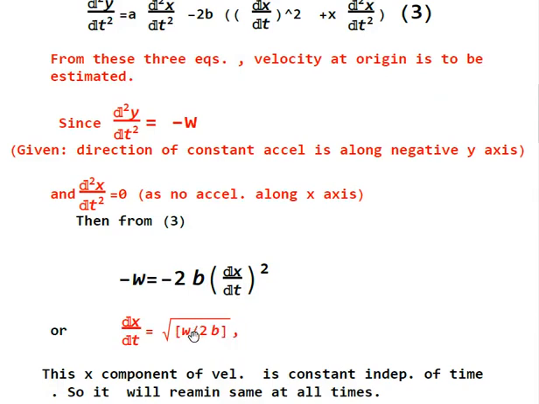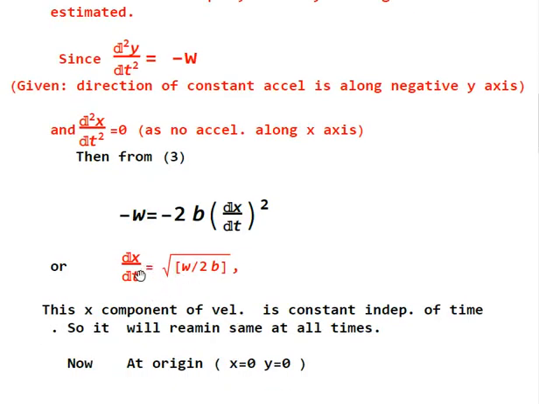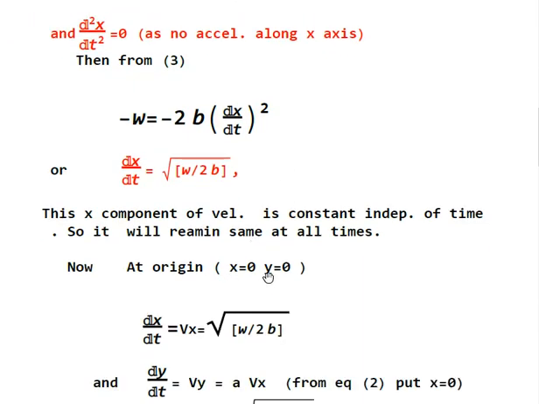w is a constant acceleration, b is a positive constant, so this is constant. So it is dx/dt. Essentially this is the velocity along x direction. Now you see it is a constant. This is the x component of the velocity at the origin, because it remains same at all times. So at origin x = 0, y = 0, dx/dt, that is the x component of the velocity, is equal to under root w/2b.